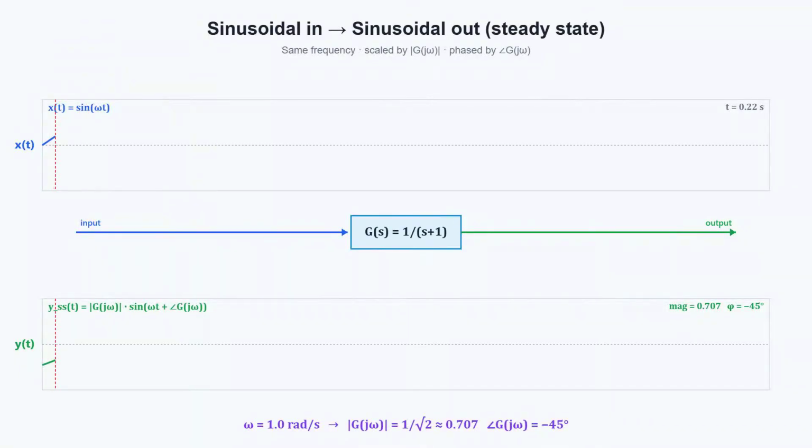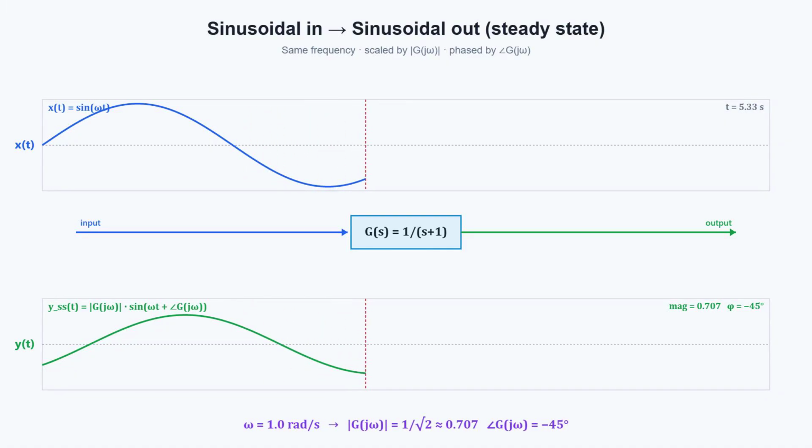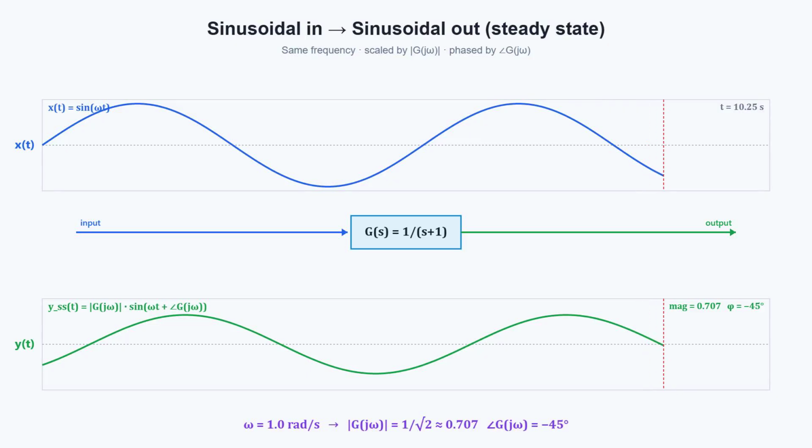The thought experiment. Imagine an LTI system, a black box. Input, a pure sine wave, sine omega t. Wait for transients to die out, that is the steady state. What does the output look like? It turns out the output is also a pure sine wave at the same frequency omega. The system cannot create new frequencies, that is the linearity promise.